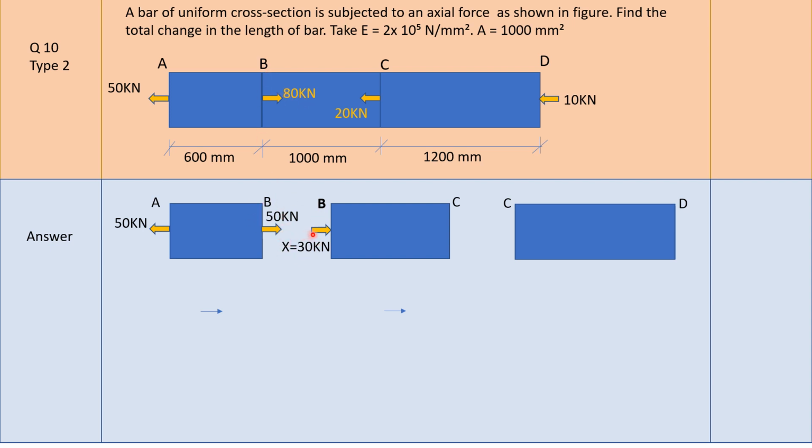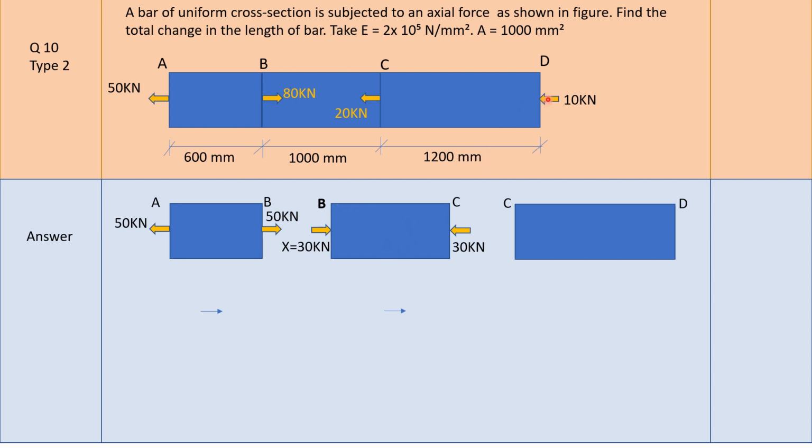Now this is 30 kilonewton which is acting at B here is a pushing force. So if I want here to balance this force, then here also a 30 kilonewton force must act pushing, then only BC will be in equilibrium. So at C I will show a pushing force and the magnitude will be 30 kilonewton. Now this 30 and this 30 they balance each other and BC will be in equilibrium.